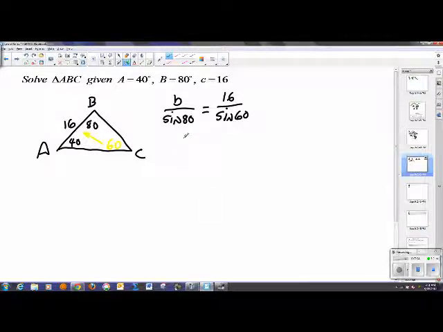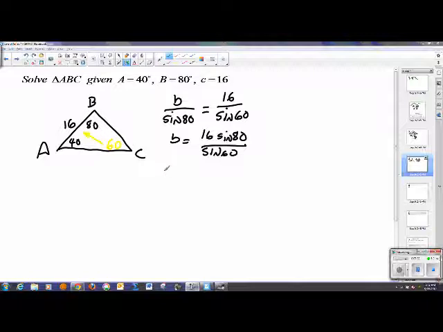And again, I will multiply the sine of 80 to both sides. So I have 16 sine 80 over the sine of 60. And now I'll go ahead and plug that into my calculator, again making sure I'm in degree mode.